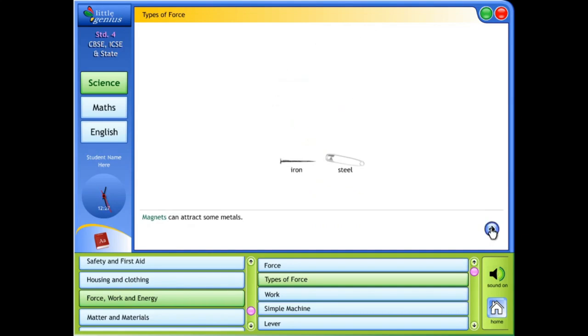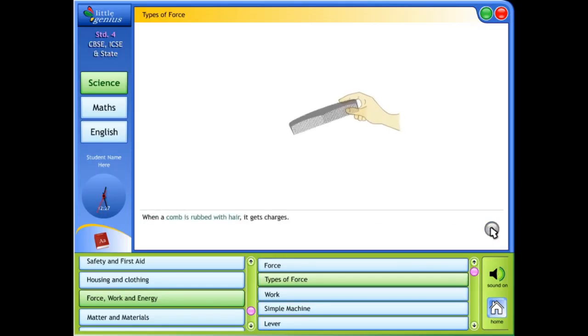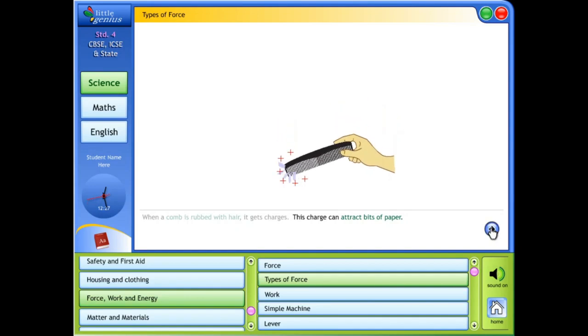Rain coming down. Magnets can attract some metals. This type of force due to a magnet is called magnetic force or magnetism. When a comb is rubbed with hair, it gets charges. This charge can attract bits of paper. The force due to electric charges is called electrostatic force.